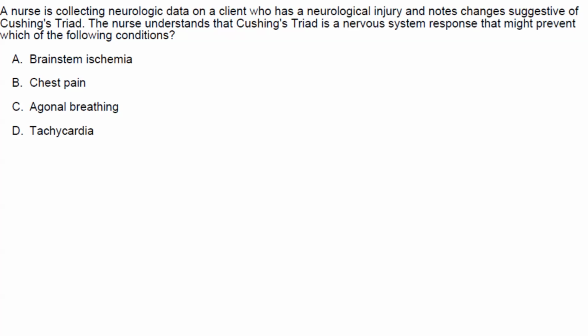A nurse is providing care for a group of clients in the emergency department. Which of the following clients is at risk for developing neurogenic shock? Is it A, the patient who has GBS?